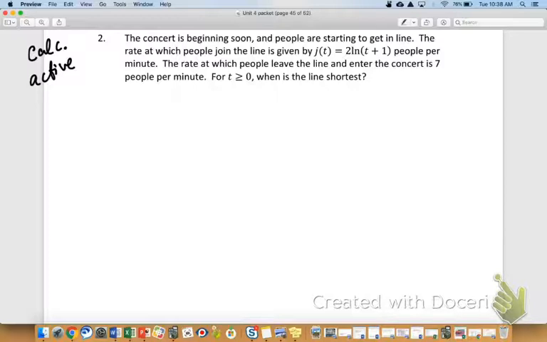Yes, but no? Like I get it, I just don't know. Oh. What does R stand for? So maybe like net rate? I can buy that. So it says, when is the line the shortest? What is minimum length of line?